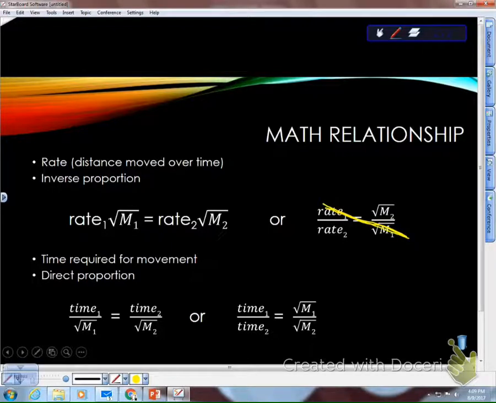So I just kind of drew a diagonal here. You have to remember they're diagonal from each other if you set it like that. Either way that you want to work it, it's up to you. Now we can also use Graham's law to find time, not just rate. Rate is distance traveled over time. So sometimes you just want to know how long it takes. Just a straight up time.